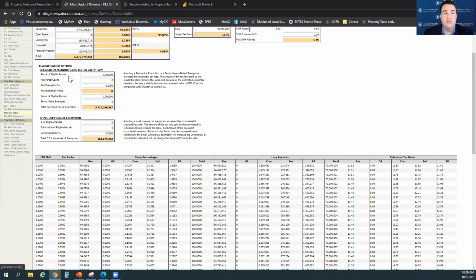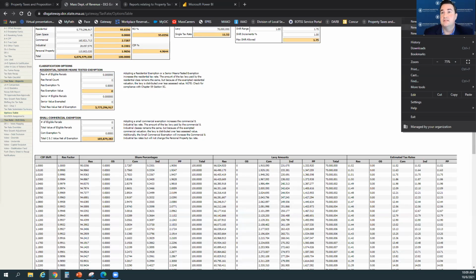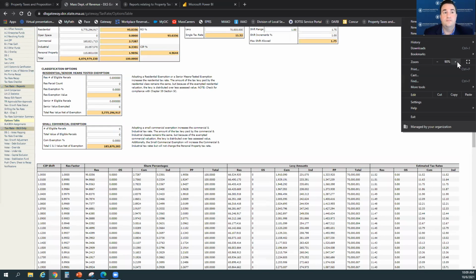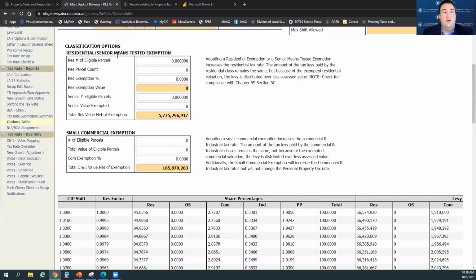Some things to note over on the left-hand side, you can see, let me just make this a little larger. There we go. Over on this side here, we actually have something new. We have the classification of residential exemptions, but we also have the senior means test. So if your community has this local option, Gateway does have the ability to estimate it and produce this report at the bottom with the senior means test. That is something that is new for this year. And if you have any questions, definitely let us know.